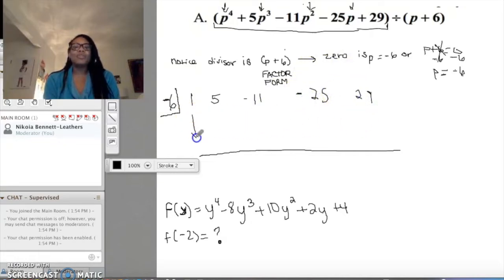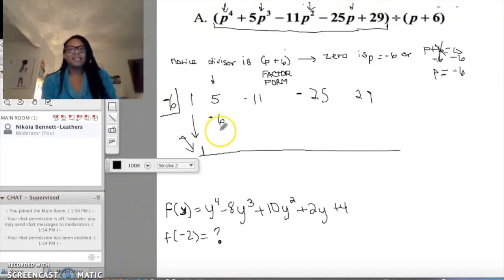Remember, you're going to drop your first coefficient down onto this line. Once it hits the line, that is our rule: we multiply whatever's on the line by our zero. So I'm taking 1 times negative 6, which is negative 6. I'm going to write that underneath the next coefficient and add those two together. 5 minus 6, or 5 plus a negative 6, gives me a negative 1 on my line. Then whatever hits my line gets multiplied by my zero, so negative 1 times negative 6 gives me a positive 6.